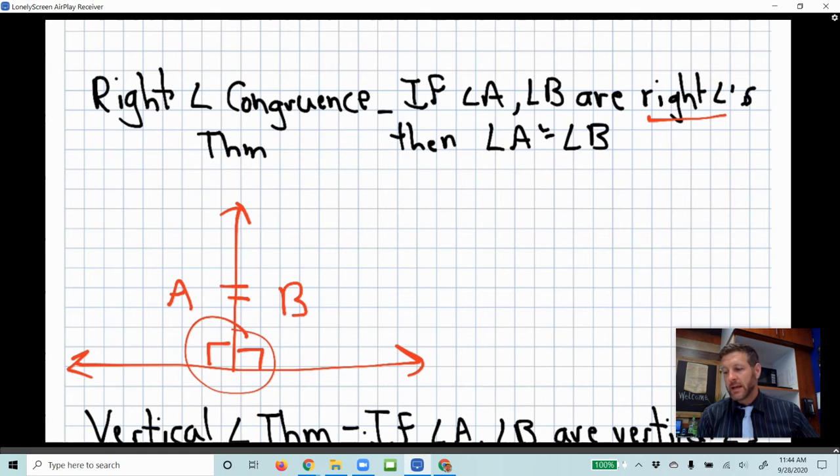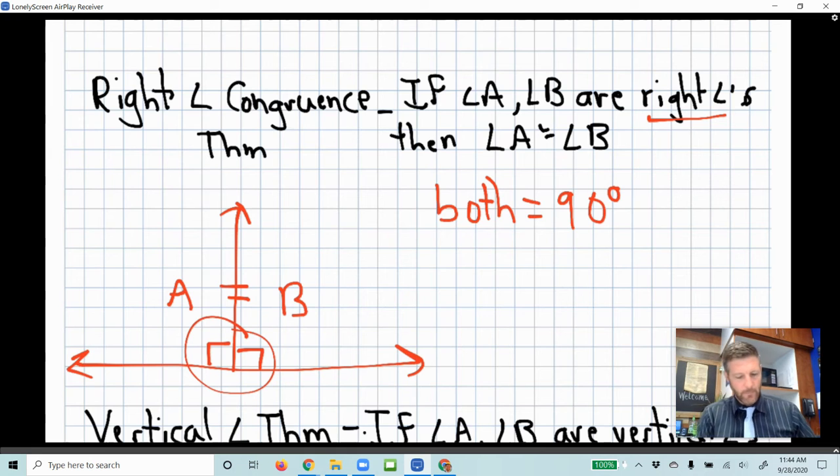Okay, so not too complicated, but just to know, it's basically saying that if something's a right angle, it's identical to every other right angle out there, because there's only one type of right angle, that which is equal to 90 degrees. They both equal 90 degrees. Okay, you could also argue that they're supplementary, but.